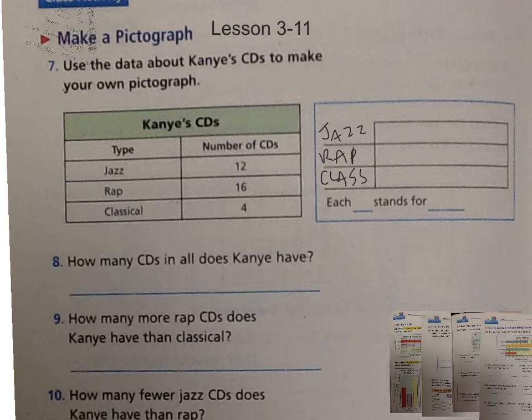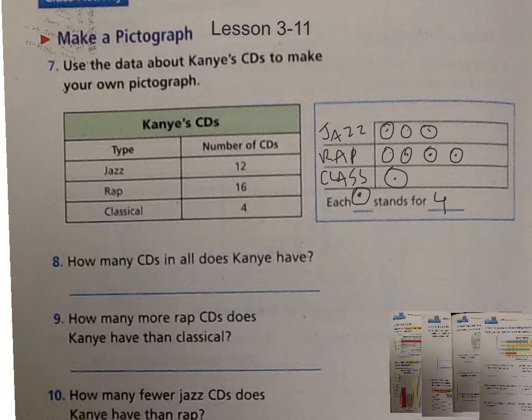We're going to say, let's do each circle, make it look like a CD, I guess. Each CD stands for 4. Okay, so jazz, you have 12. 12 divided by 4 is 3, so I should be able to put 3 little CDs in here. They look like donuts, but they're CDs. Don't tell anybody. Alright, for rap, there's 16. So how many times can 4 go into 16? Well, we could have 4 groups of 4. 1, 2, 3, 4. In classical, there's 1 group of 4.